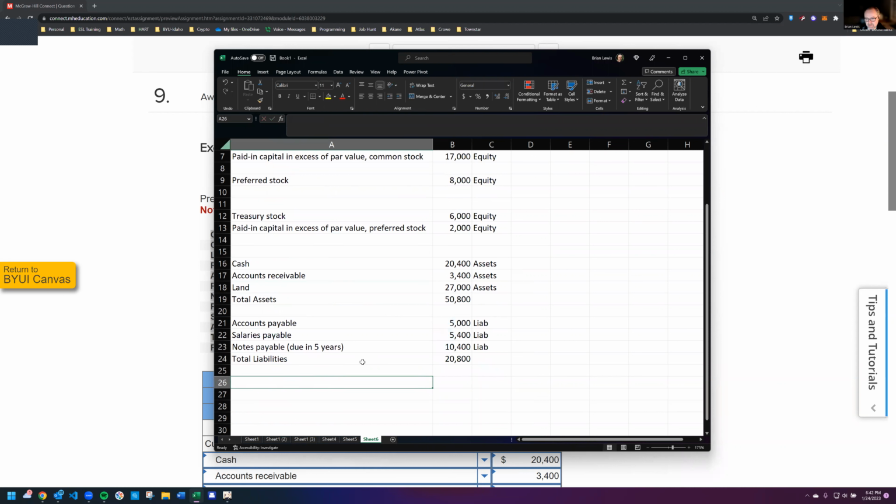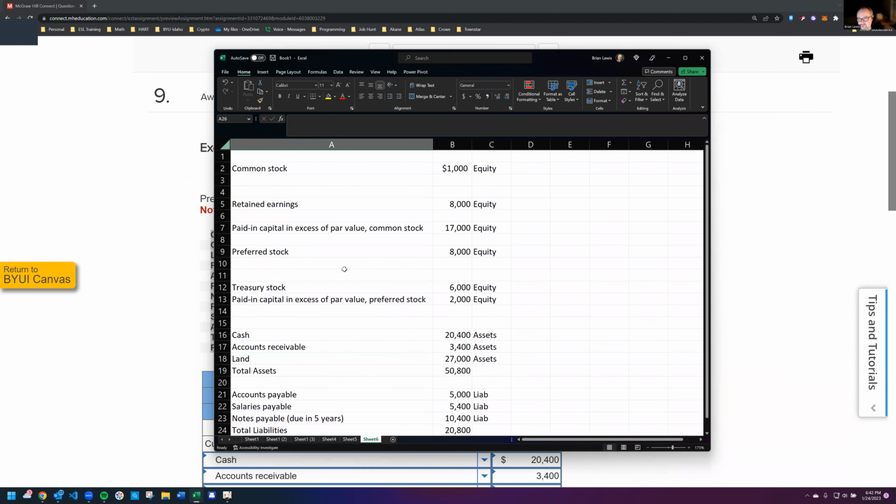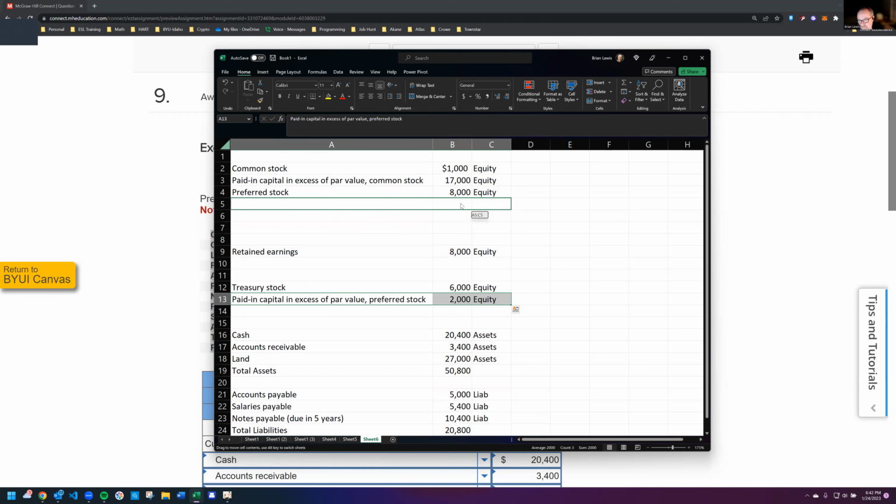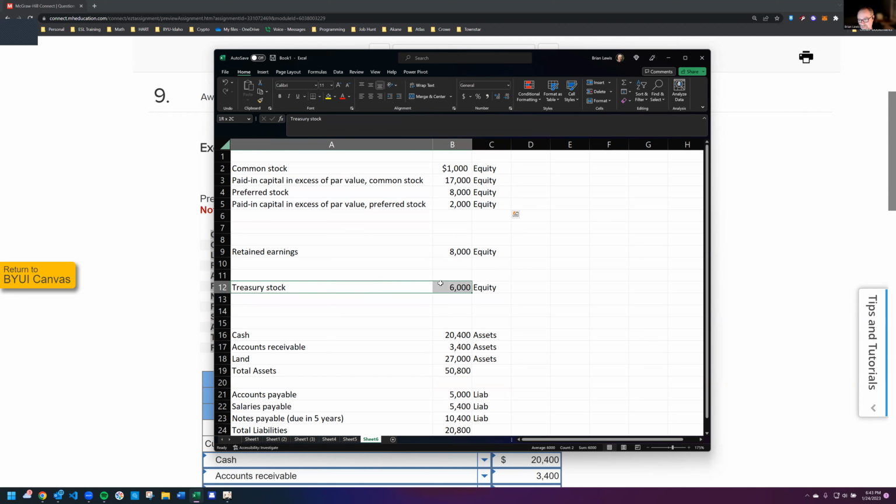Okay, and then we have equity accounts. First it'll start with common. It'll go with paid in excess for common right underneath it. Then it'll go with preferred stock. We'll do retained earnings last. We have paid in excess right here for preferred stock. And we have treasury stock. This actually should be a negative. This is the contra account. And then you have retained earnings.